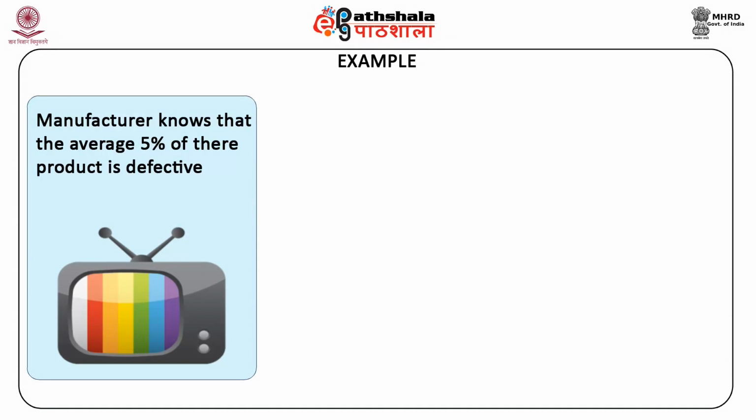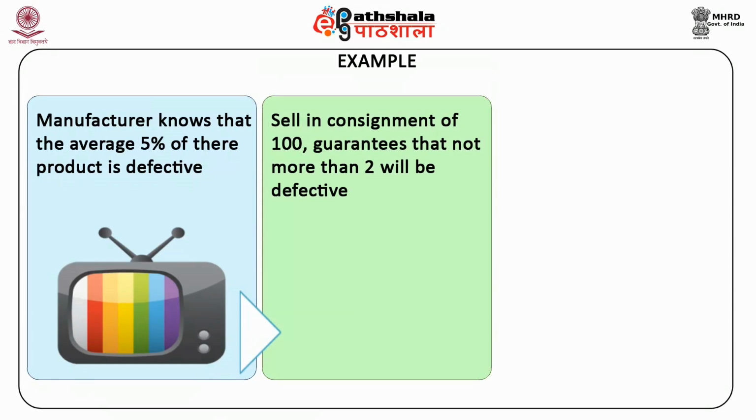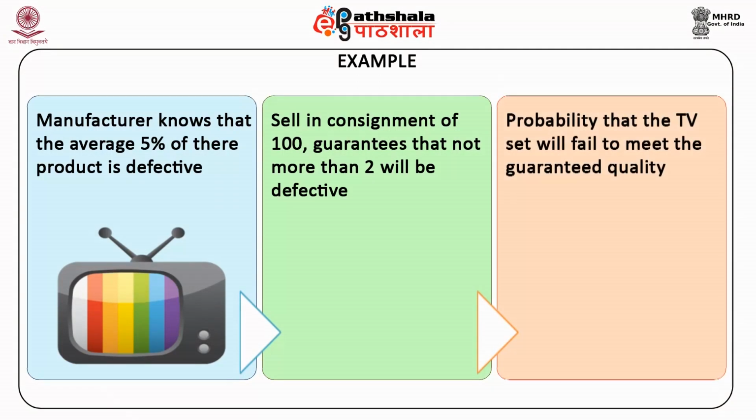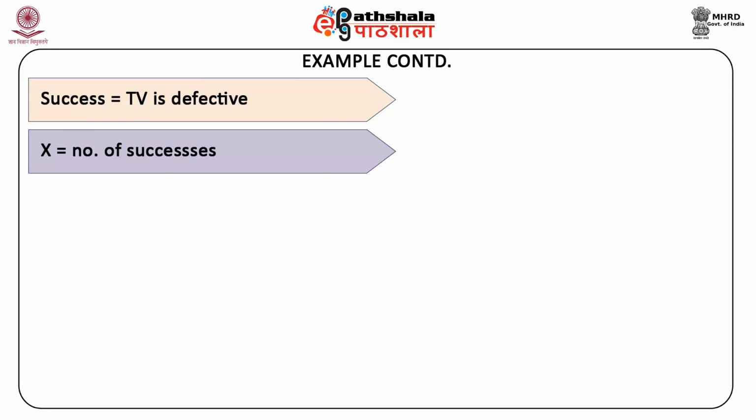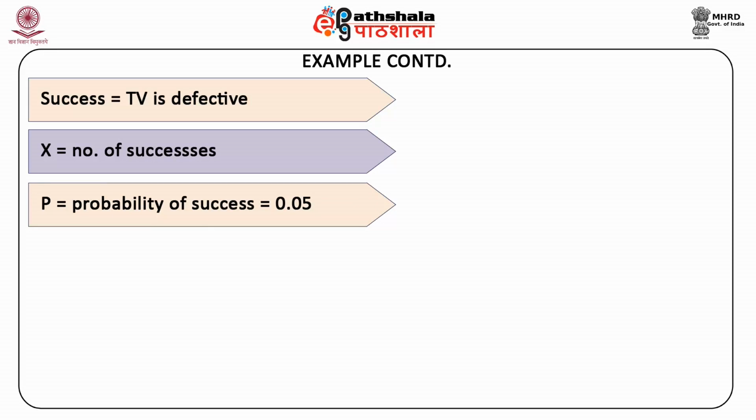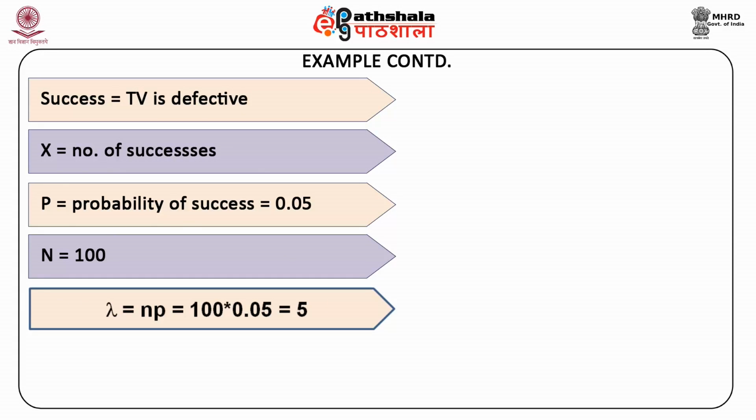A manufacturer of television sets knows that on average 5% of their product is defective. They sell television sets in consignment of 100 and guarantee that not more than 2 sets will be defective. What is the probability that the consignment will fail to meet the guaranteed quality? Given e to the power minus 5 is equal to 0.0067. Success is equal to the TV is defective. X is equal to number of successes. P is equal to probability of success, which is equal to 5%, which is equal to 0.05. N is equal to 100. Lambda equal to np is equal to 100 into 0.05 is equal to 5.